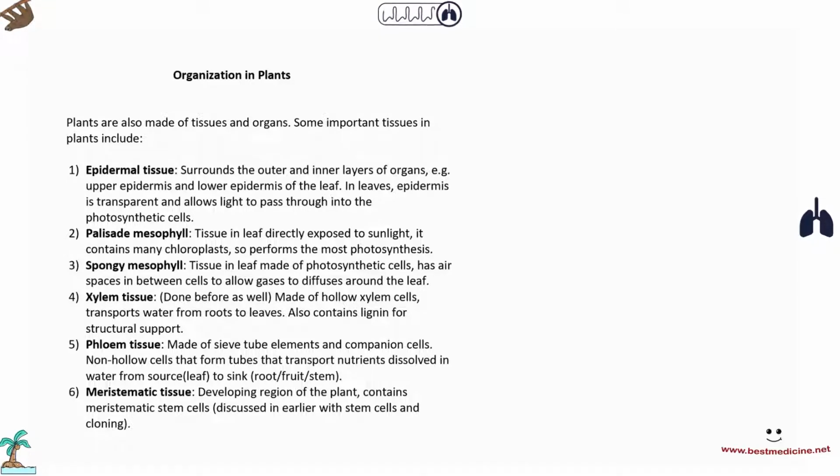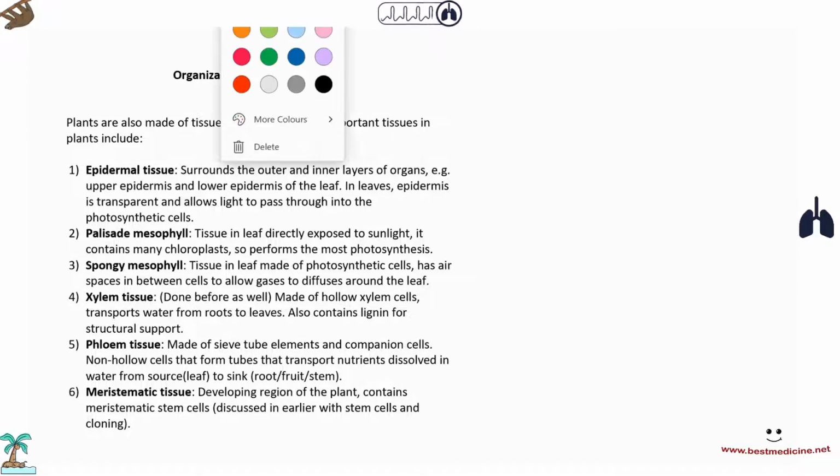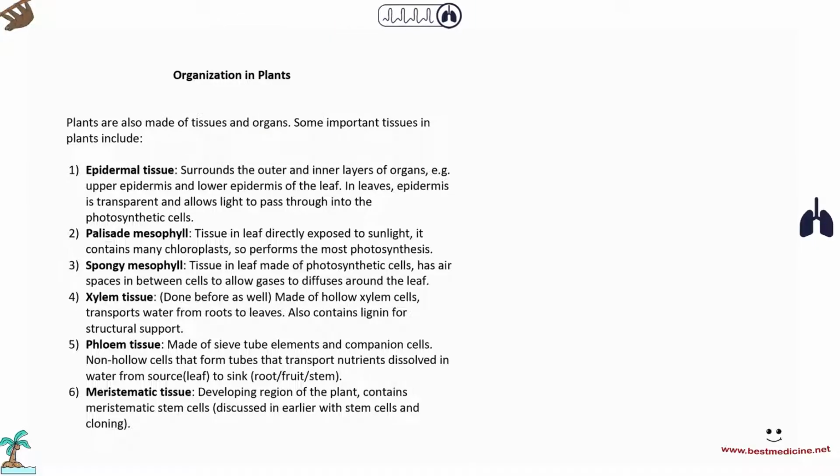Plants are also made up of tissues and organs, and we need to understand the tissues and organs of plants as well. So some important tissues in plants include, we're going to do number 1 and number 6 first. Number 1 is epidermal tissue. Just like the epithelial tissue in humans, epidermal tissue surrounds the outer and inner layers of organs. For example, the upper epidermis and lower epidermis of the leaf. In leaves, the epidermis is transparent, allowing light to pass through into the photosynthetic cells. We're going to have a look at this in a bit.